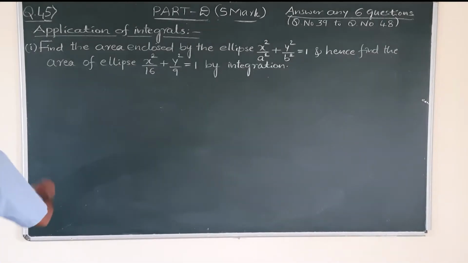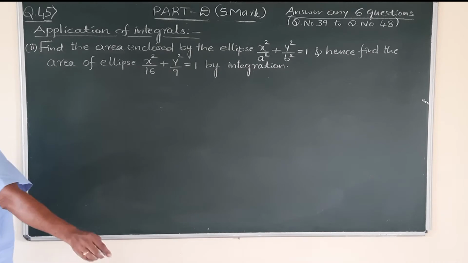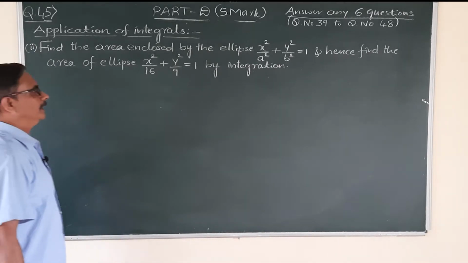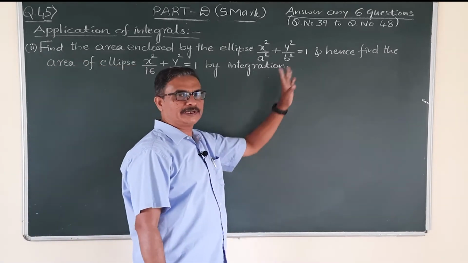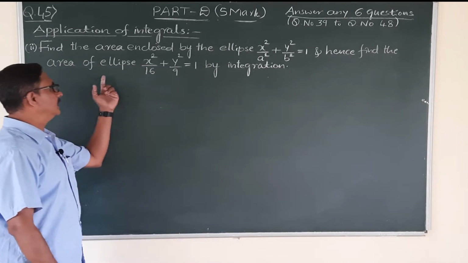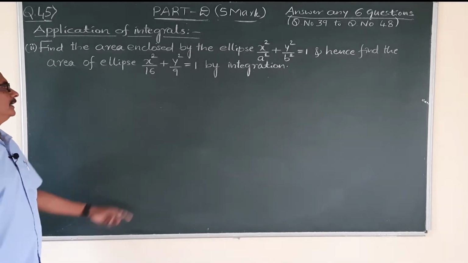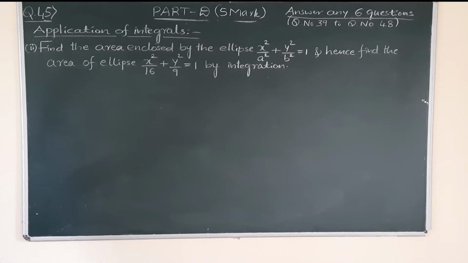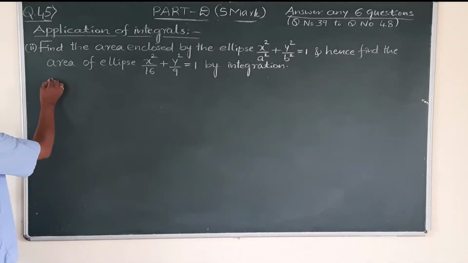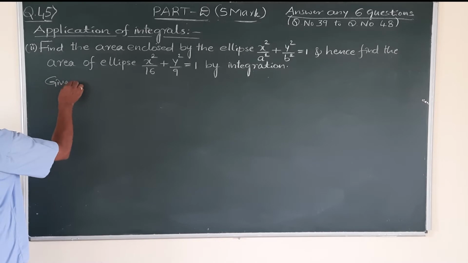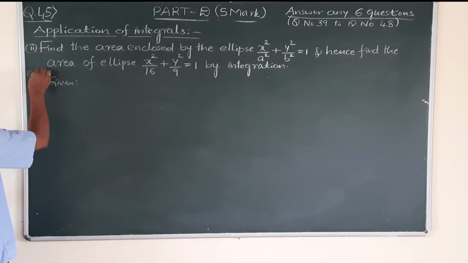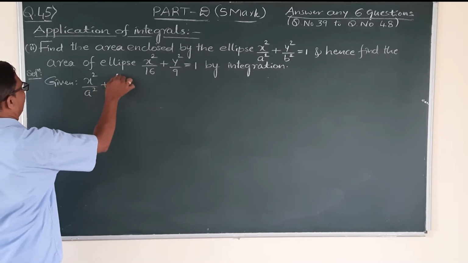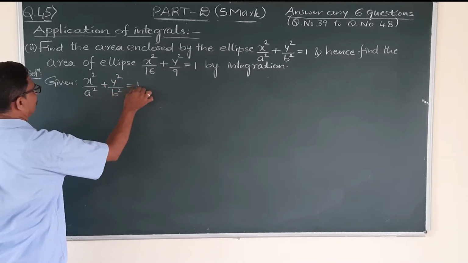Okay. Second problem. Find the area enclosed by the ellipse x square by a square plus y square upon b square is equal to 1, and hence find the area of ellipse x square by 16 plus y square by 9 is equal to 1 by using integration method. Again same method. Now here given data, x square by a square plus y square upon b square is equal to 1.